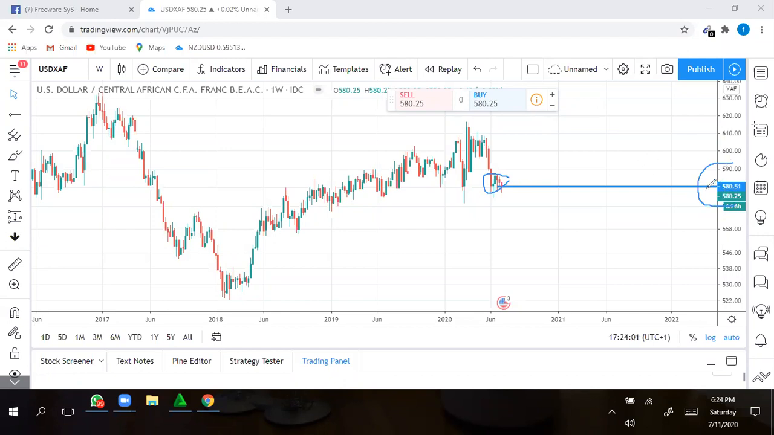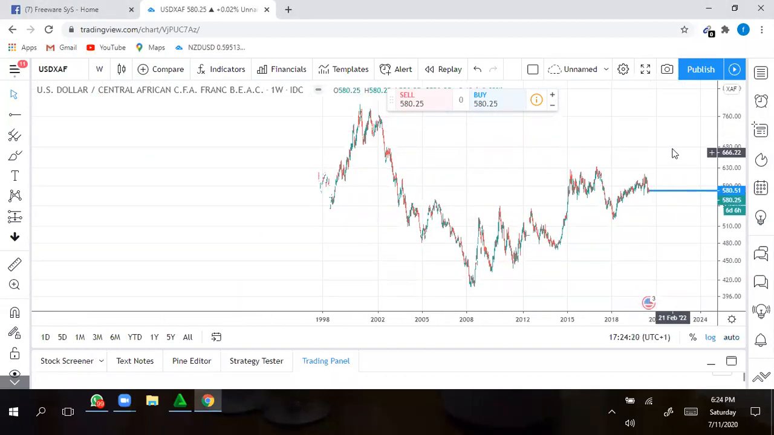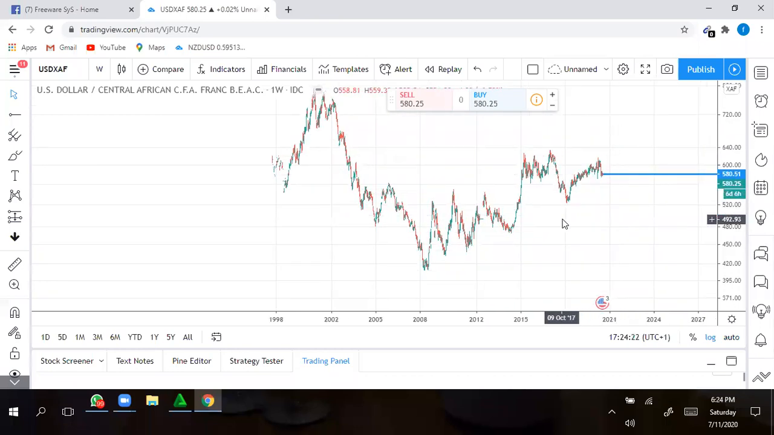So on Friday, when the market was closing, the exchange rate was 580 francs CFA, and that is what you would get if you go to a bank. So this is where the exchange rate is determined. Now, we can study the past history of this price. That means we can study the previous data of this price to know if we have to buy or sell.